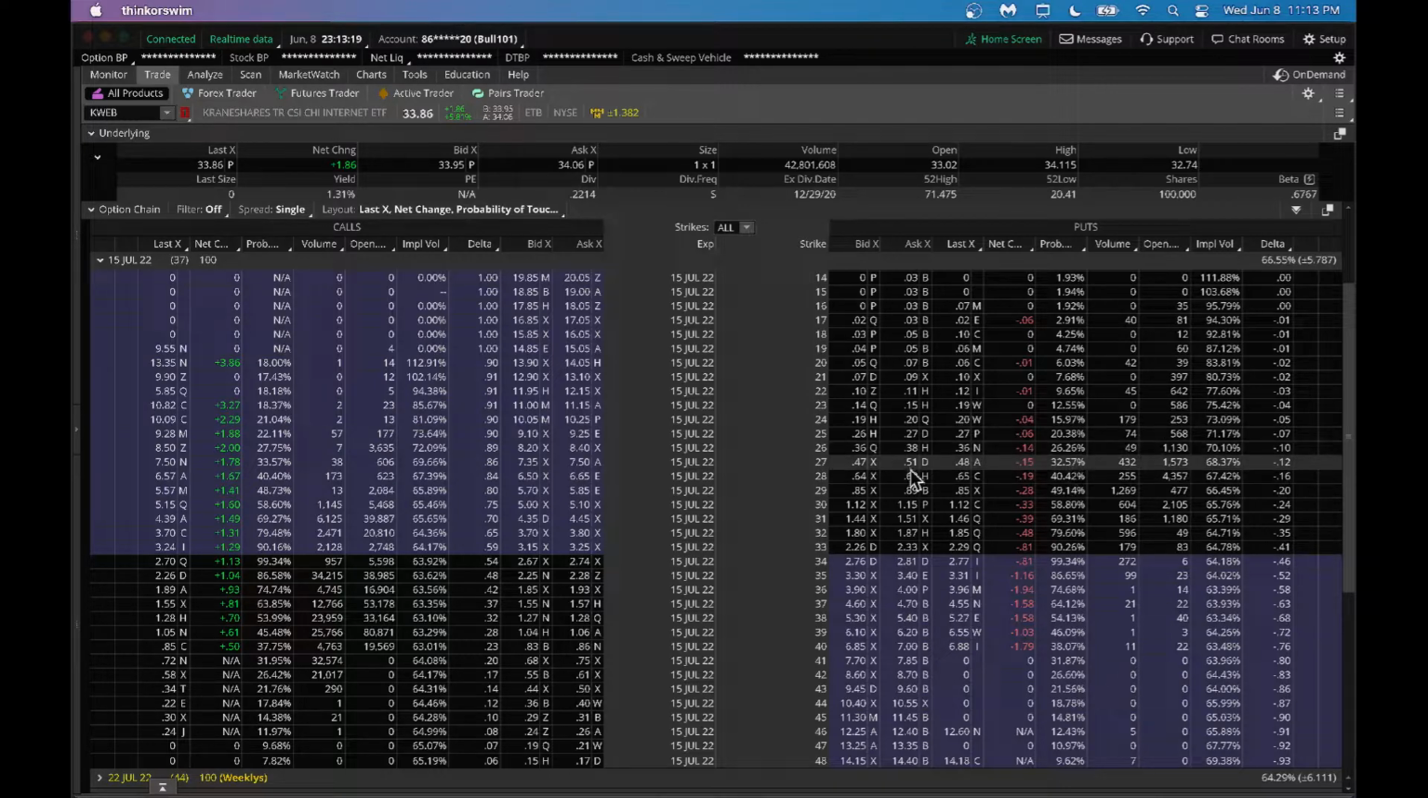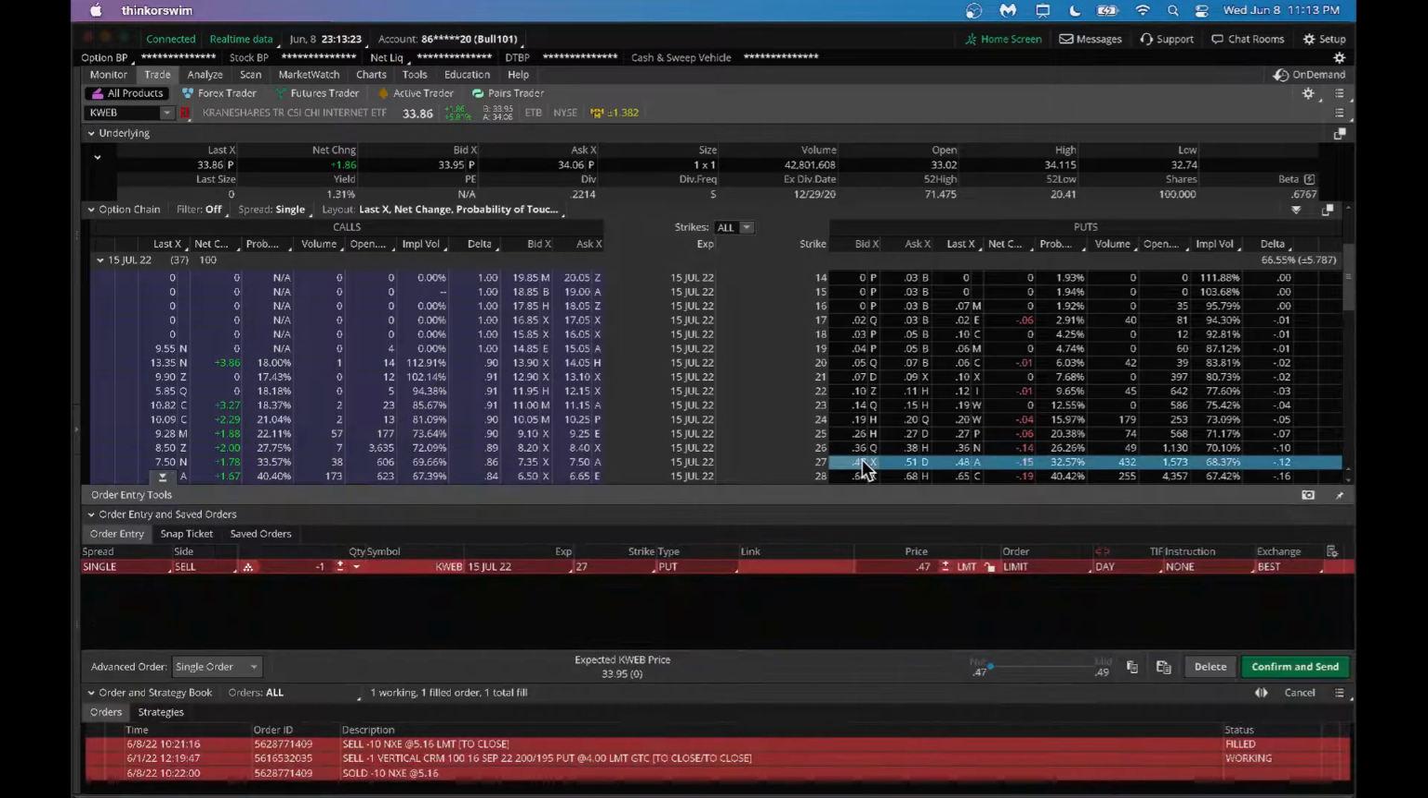You can go right here, sell some put option around this price here. And I think it's 47 cents, not too bad. I would even go 49.50 cents here. It's an easy way of generating some quick money in the meantime. That works. You could confirm and send and go from there.